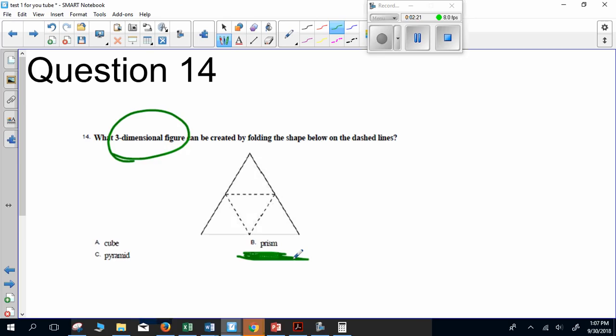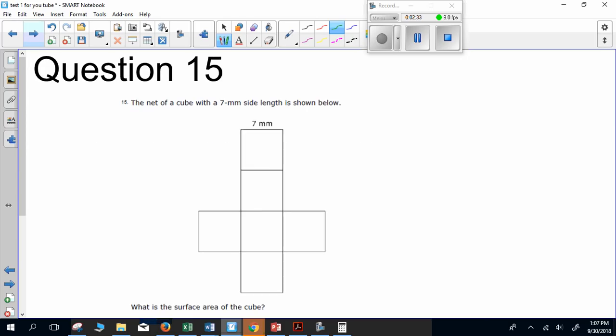So now I look at it, a cube. Well, a cube's got square sides, so no. A pyramid has triangular sides. A prism has square or rectangular sides, so it is a pyramid.